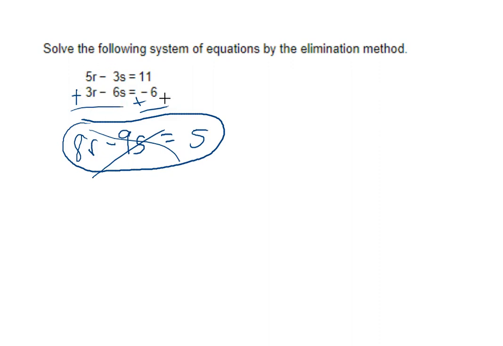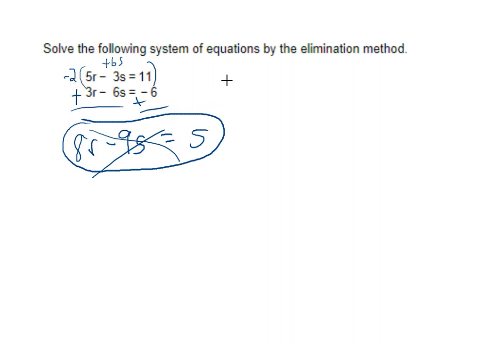So what we need to do is do a little bit of work here to make sure a variable cancels out. And so you might think something like, well, if only this was a plus 6s here. If this was a plus 6s, when I add it to the minus 6s, then they would have canceled out. But instead of wishing for it to be a 6s, let's make it into a 6s by multiplying the top equation by -2. Right? So now when you multiply, you can't just multiply it to this term, you have to multiply it to everything. So we're going to distribute it.